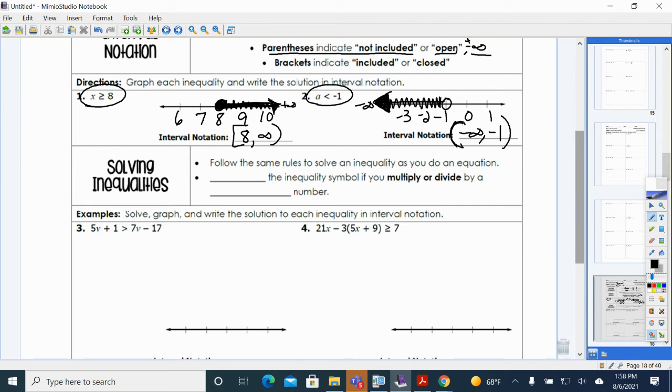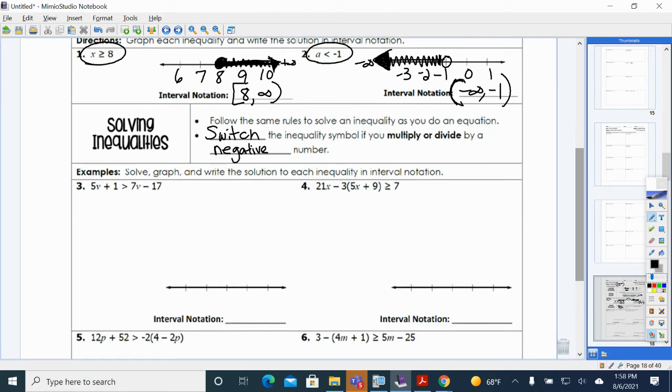Solving inequalities. Follow the same rules to solve an inequality as you do an equation. You do want to remember that you have to switch the inequality symbol if you multiply or divide by a negative number. So the steps for solving inequalities, again, are exactly the same as solving equations, except for that last little bullet. If you multiply or divide on both sides by a negative number, then you have to remember to switch or flip the inequality symbol.